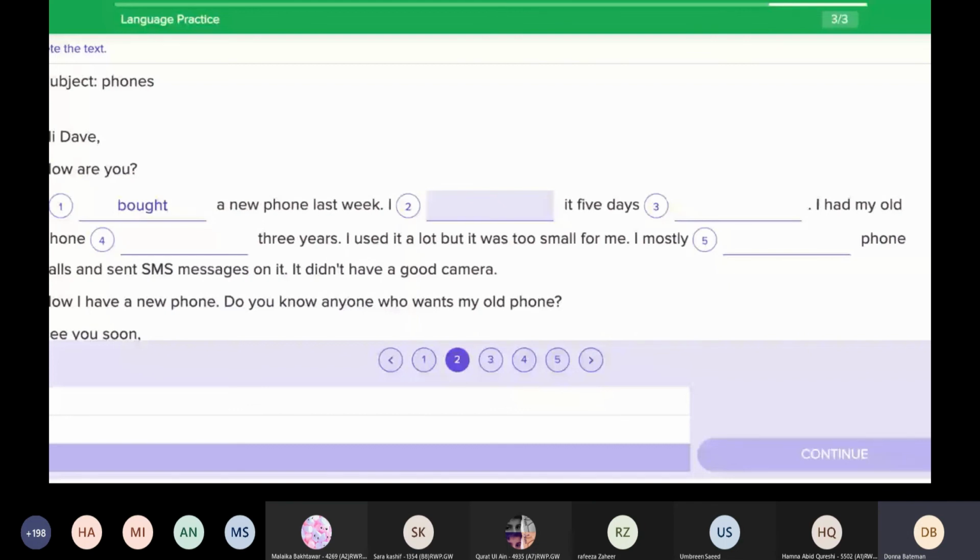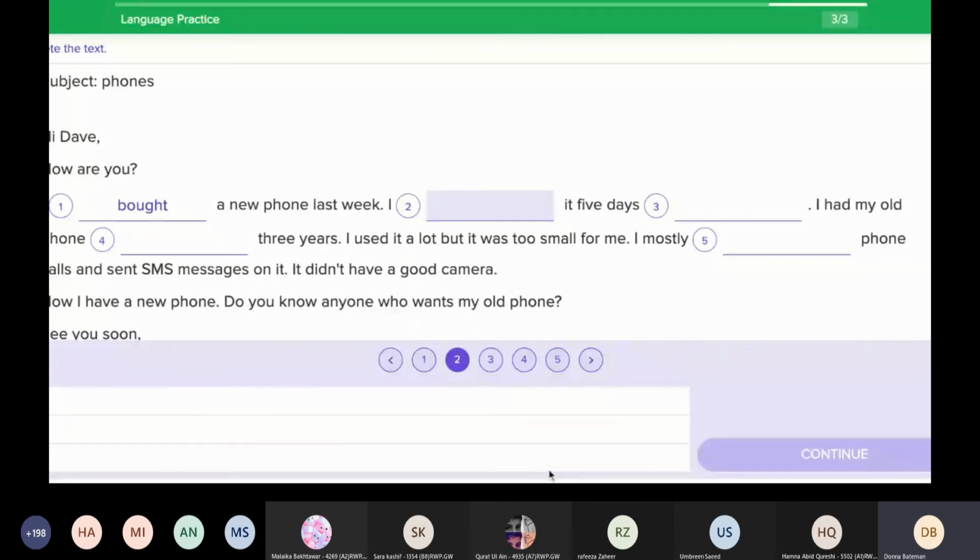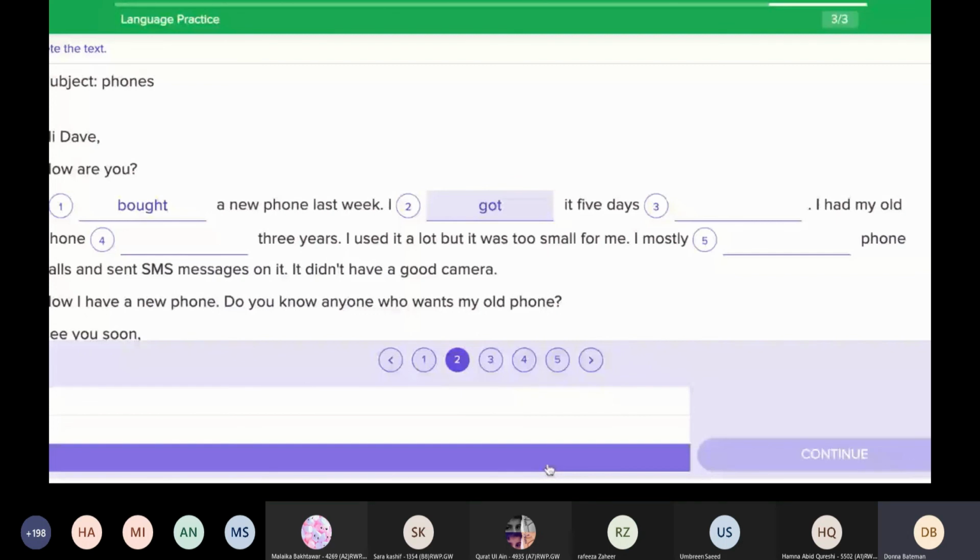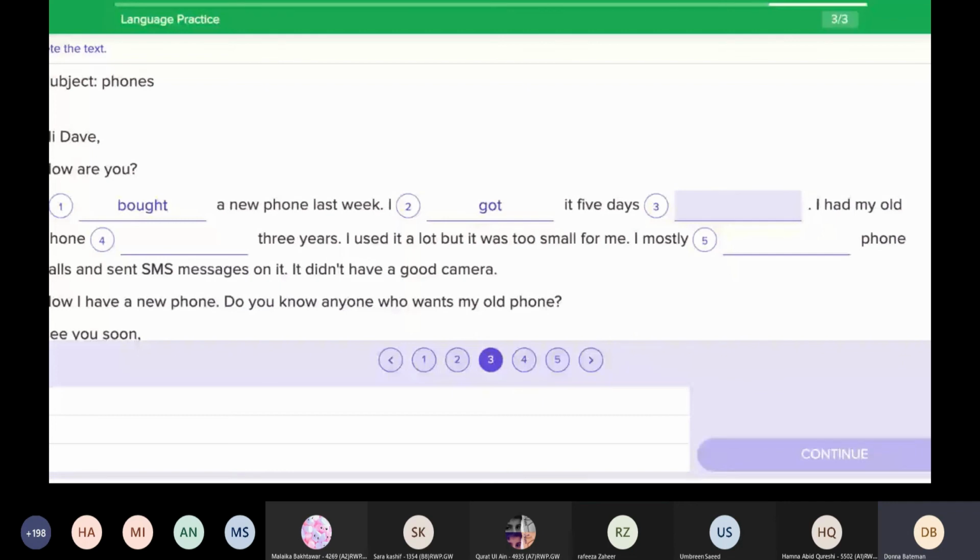Number 2, what is it? I blank it 5 days blank. So in this sentence, we've got 2 gaps to fill. So we know we're talking about something that happened last week. So again, it's a past tense and it's got. I got it 5 days. What was the word we used in the sentence? Last, ago, or for. All of these are markers to talk about the past. And which one goes here? Do you remember? It's ago. Okay, I got it 5 days ago.